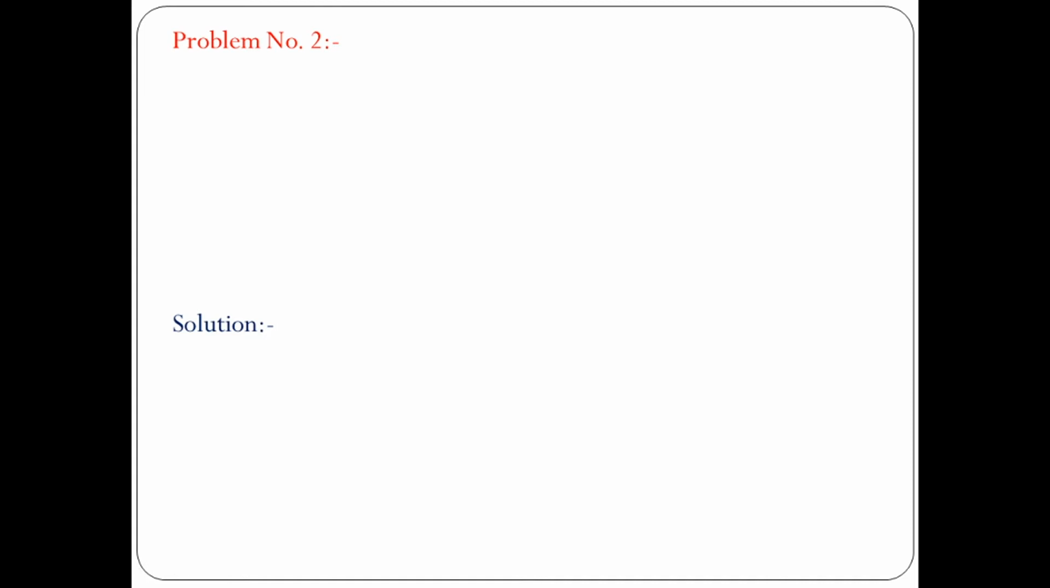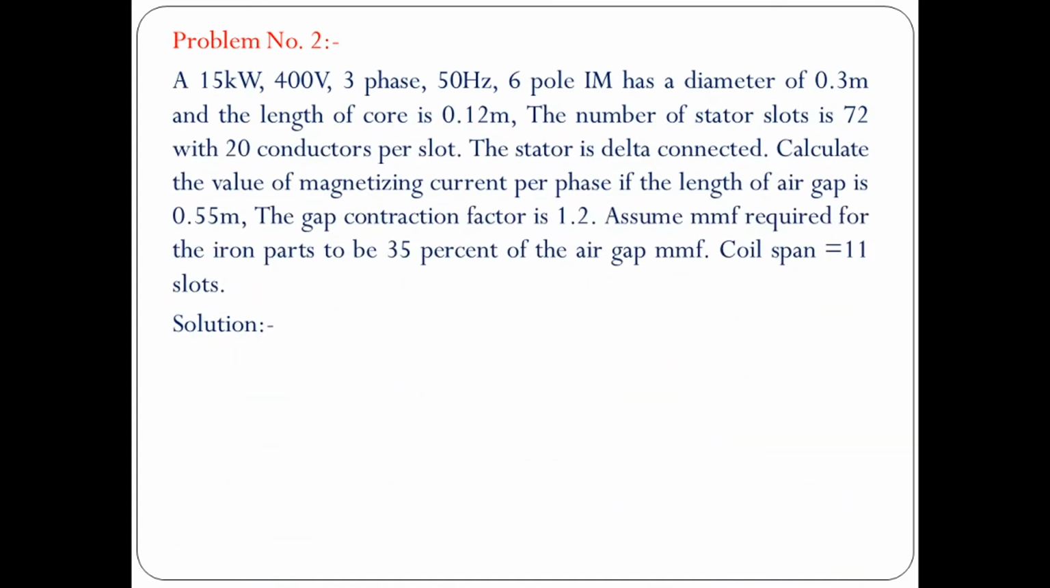So next we will solve the second problem. A 15 kilowatt, 400 volt, 3-phase, 50 hertz, 6-pole induction motor has a diameter of 0.3 meter and the length of the core is 0.12 meter. The number of stator slots is 72 with 20 conductors per slot. The stator is delta connected. Calculate the value of magnetizing current per phase if the length of air gap is 0.55 millimeter.